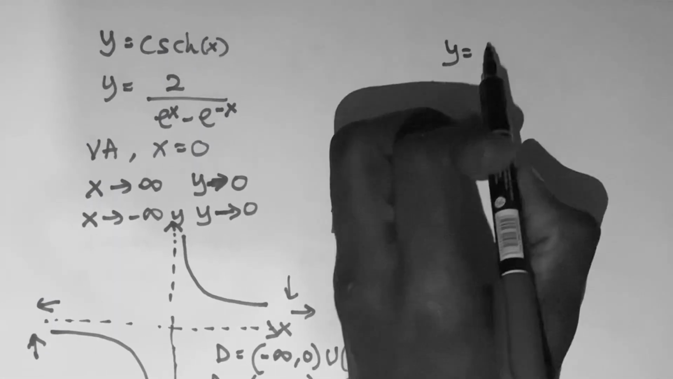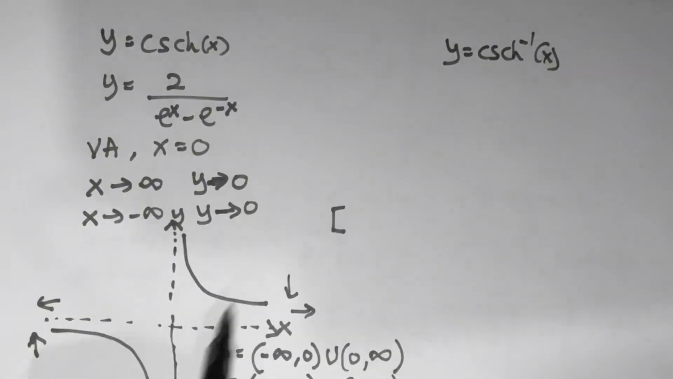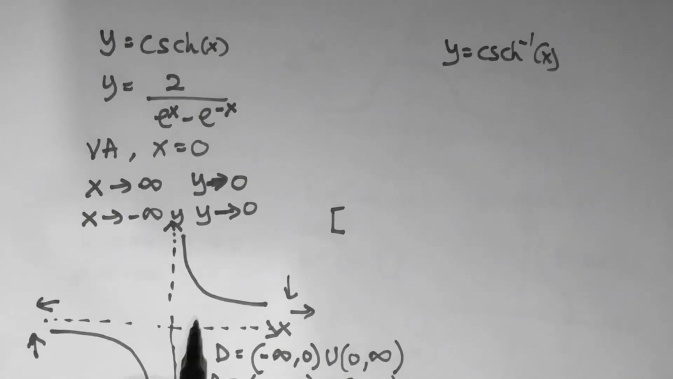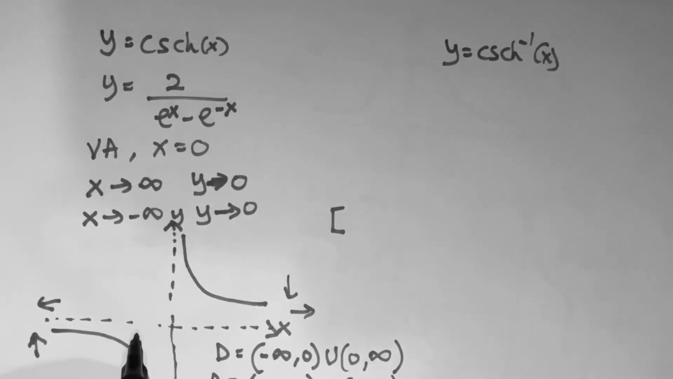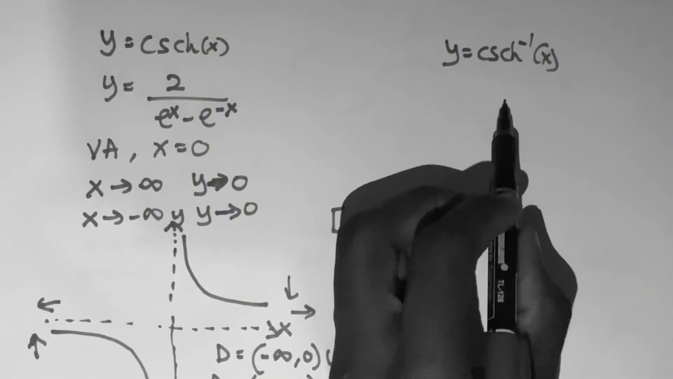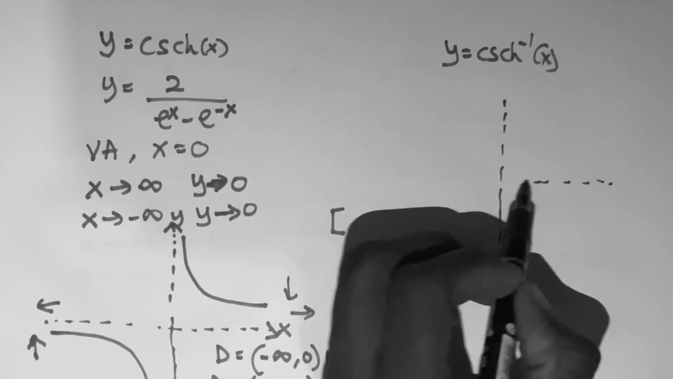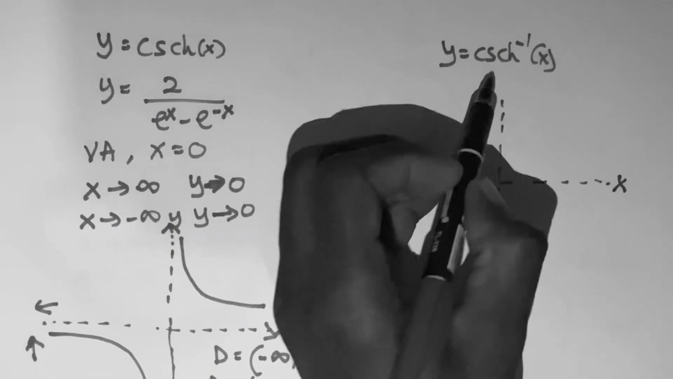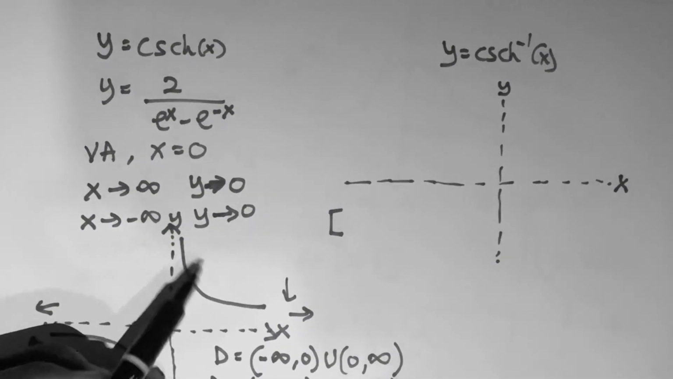So what about y equals cosec inverse of x? How will that curve look like? All we need to do is to reflect this line in y equals x. If we do that, it means that the x-axis becomes the y-axis, and the y-axis becomes the x-axis. So it's going to look like this. So this is x, and this is y. And if we reflect this, it won't change.